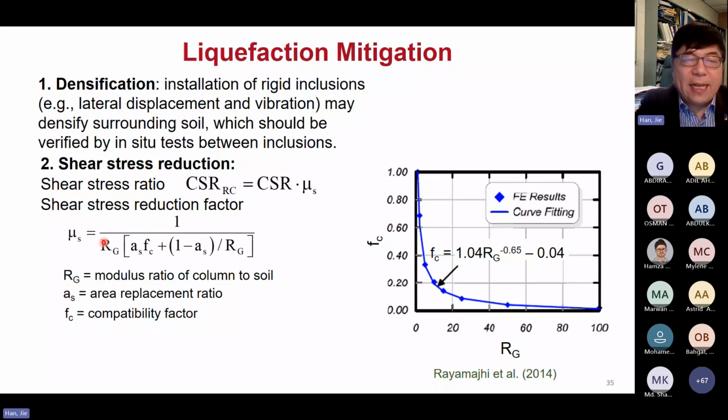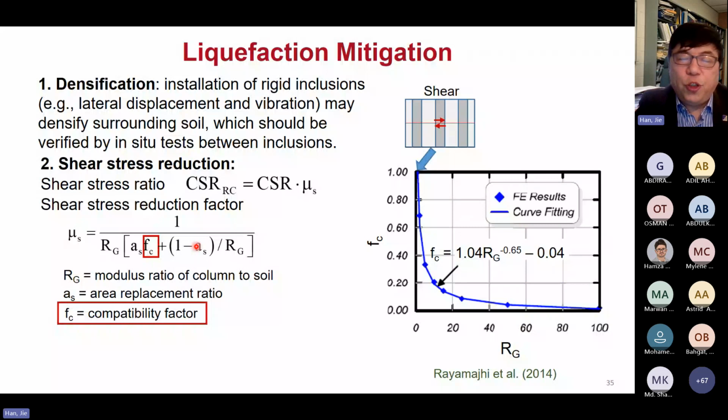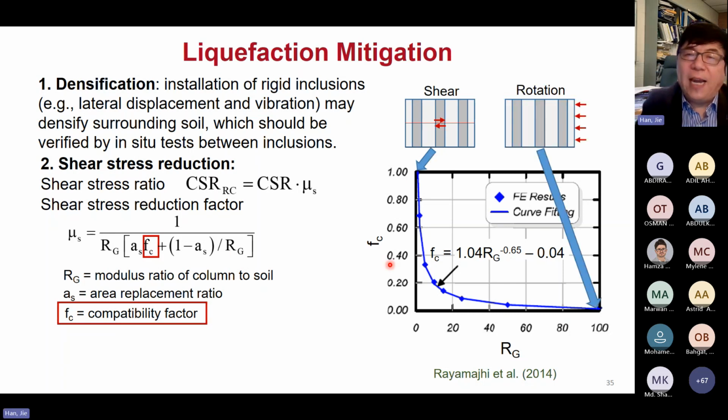But you see here, like a composite concept as I talked about earlier, another factor should be applied, called the compatibility factor. What do I mean by compatibility factor? Basically, whether the soil and the rigid inclusion move together. If they move together, that factor will be 1. If this is a real shear, and the column and the soil shear together, the factor will be 1. Now, in reality, if the column rotates, that factor will be equal to 0.